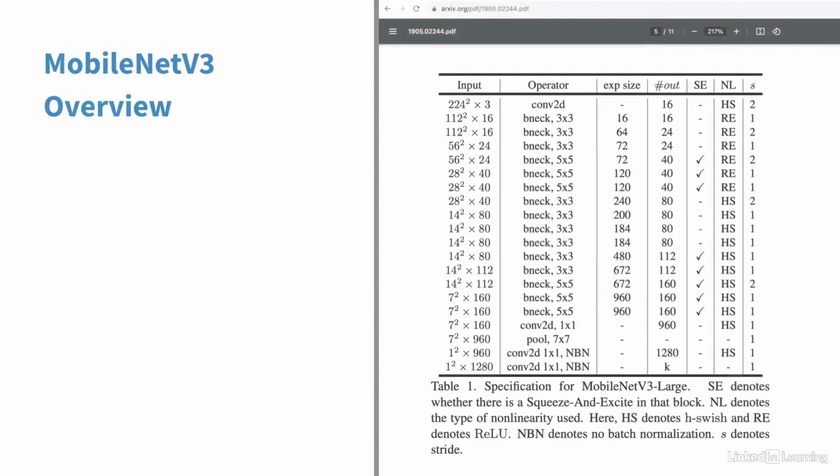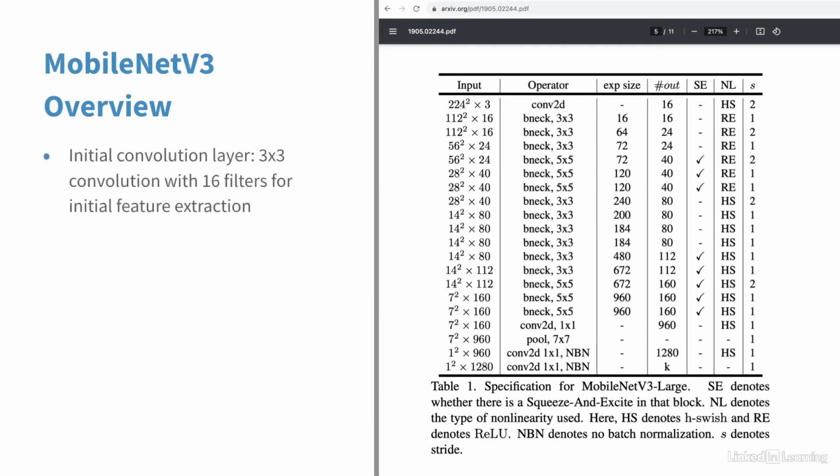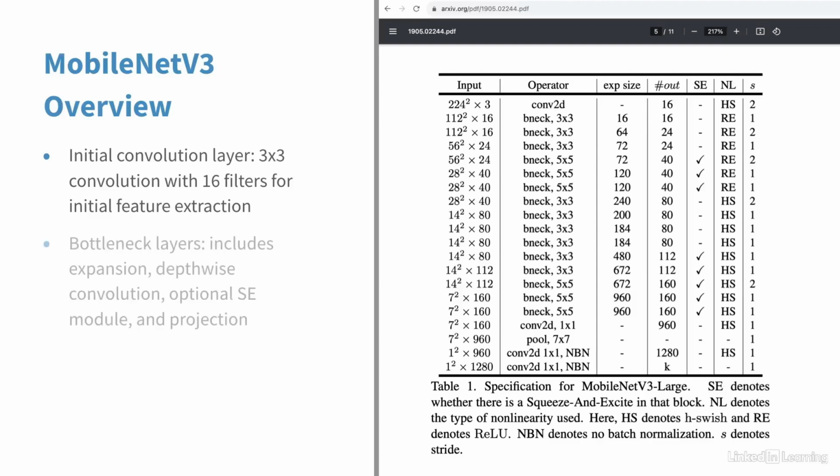Here's a summary of MobileNet v3 Large's model structure. It starts with an initial convolution layer. The first layer is a 3x3 convolution layer with 16 filters and a stride of 2. This helps the initial feature extraction and reduces the size of the image. Followed by that is a series of bottleneck residual blocks. These form the core of the architecture and consist of 3 main operations.